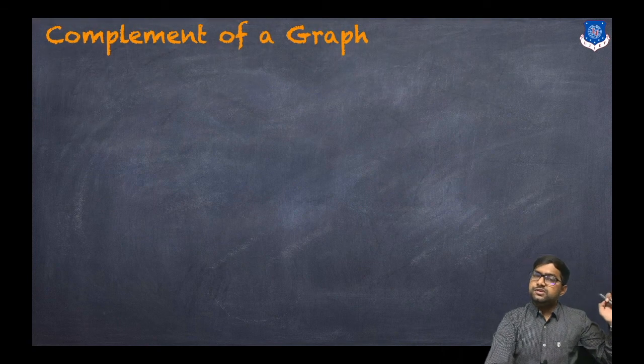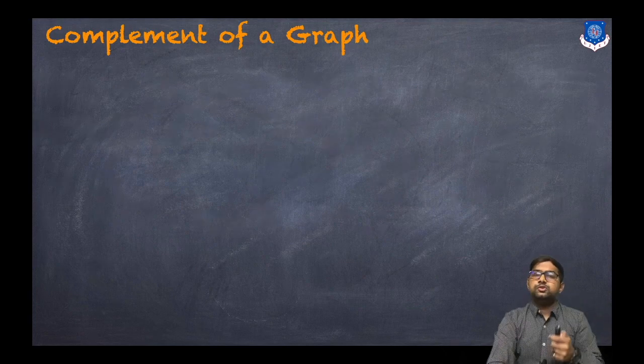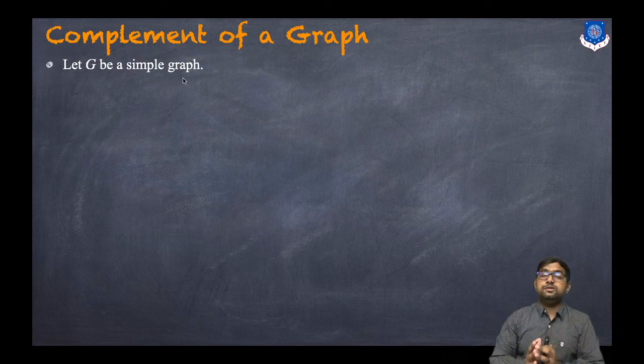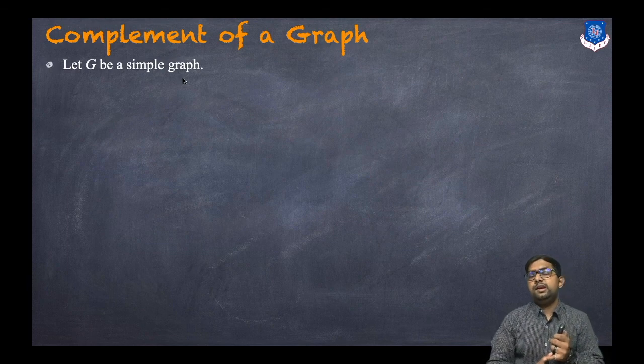In the previous topic it was the complement of a subgraph, now here it is the complement of a graph. So don't get confused between all this. Now see, let G be a simple graph. First of all, it has to be a simple graph, so that means no self loop and no parallel edges are there.